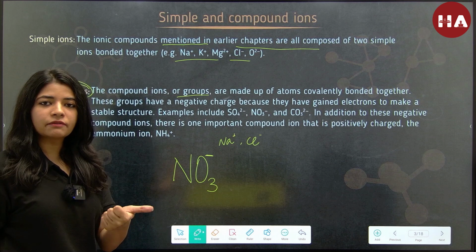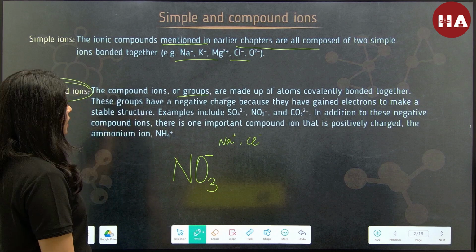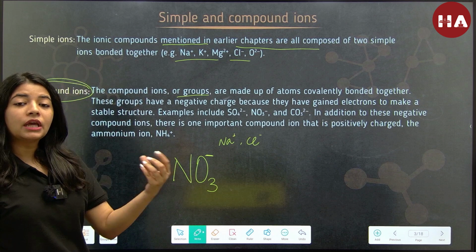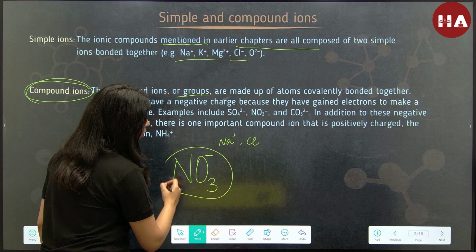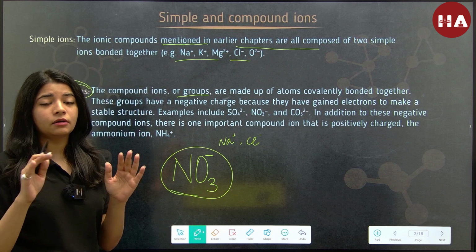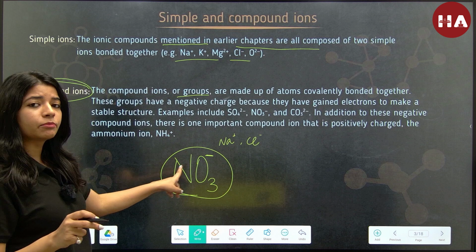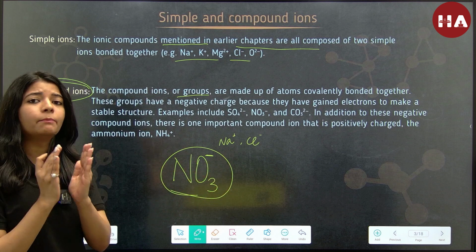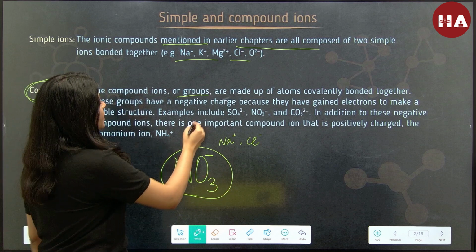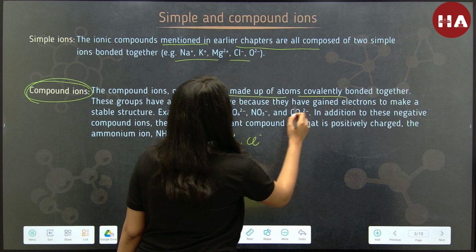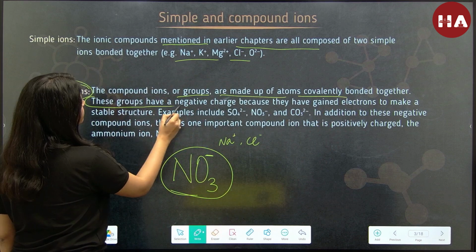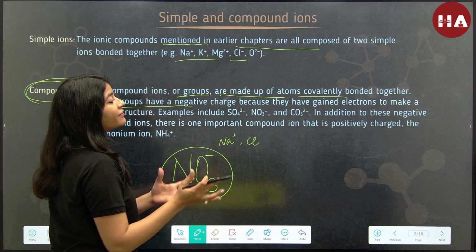It can be positively charged, negatively charged, okay. So nitrate is a compound ion. This nitrate compound ion you will not see in your periodic table. In your periodic table you will see nitrogen separately, oxygen separately, but not a compound ion. Next, they are made up of atoms covalently bonded together. These groups have a negative charge because they have gained electrons.